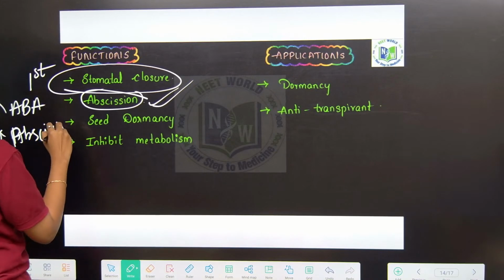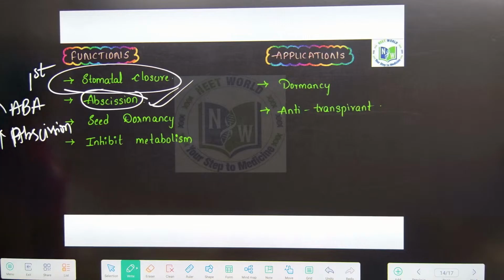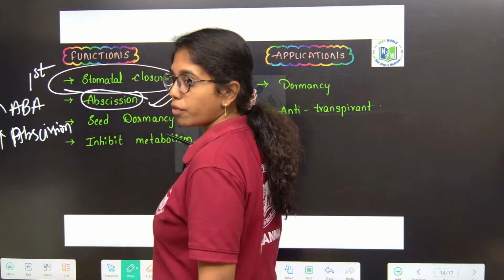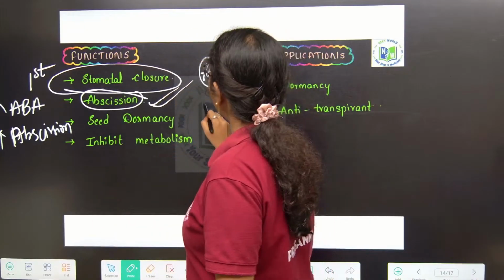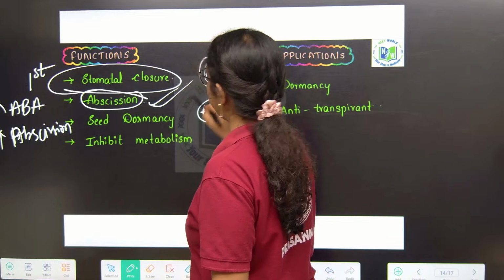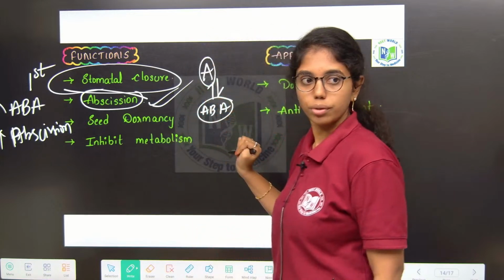So, with respect to abscission, again two hormones are antagonistic to each other. What are they? Auxin. The more the concentration of auxin, the less will be abscission. The more the concentration of abscisic acid, the more will be the abscission. So, these two are antagonistic to each other.